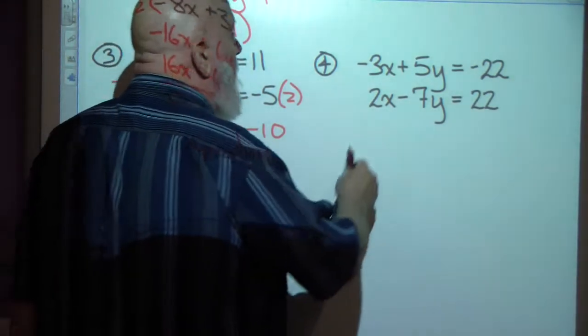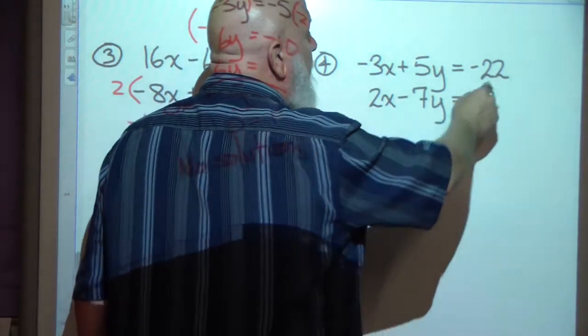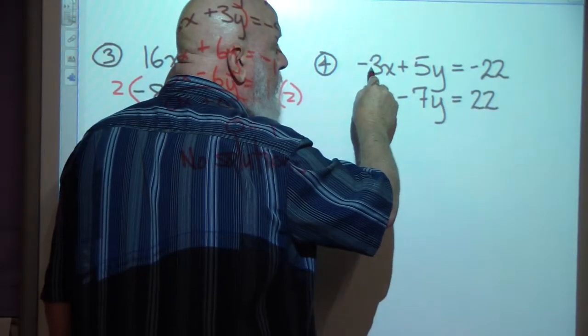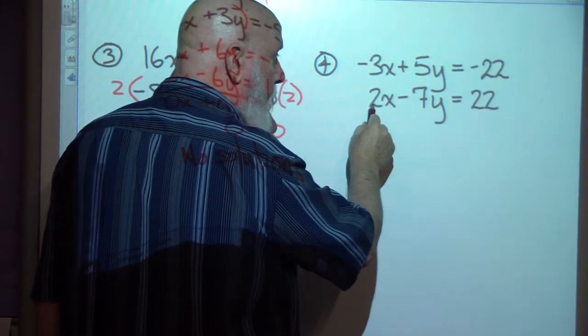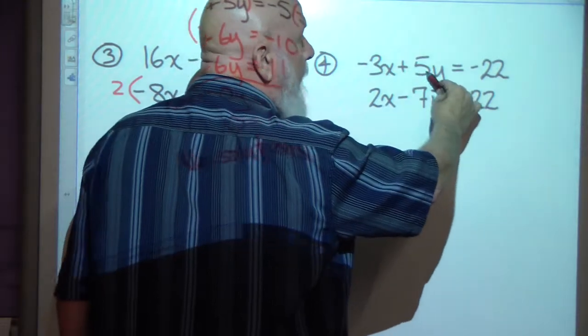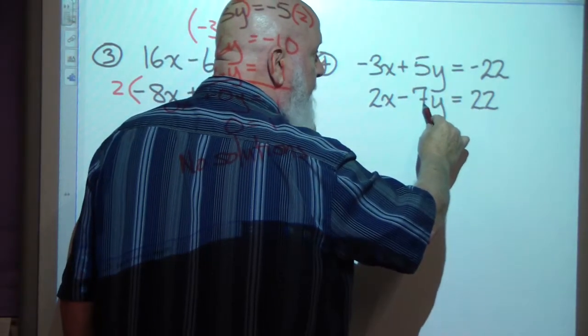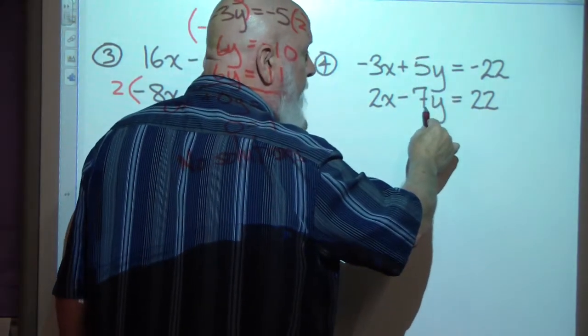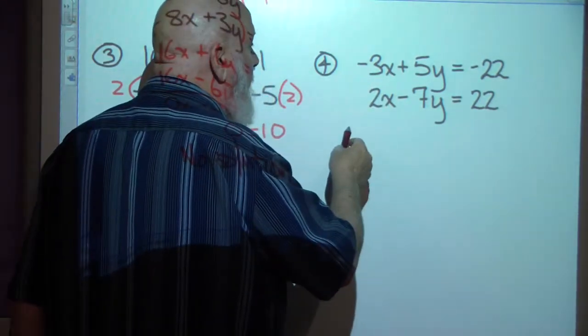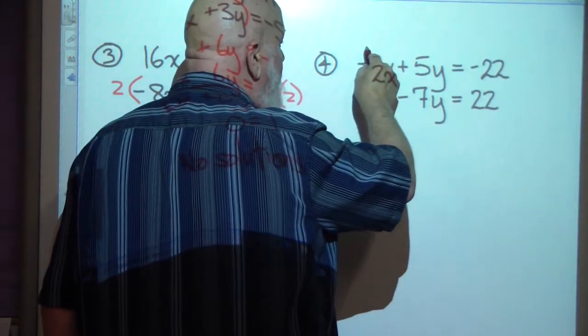Well, let's take a look at this one. I want to make the coefficients of either variable exact opposites. And I see that if I multiply this one by 2 and multiply this one by 3, that'll be negative 6 and that'll be 6. I could multiply that one by 7 and multiply that one by 5. That would be 35 and negative 35. So I can do either one of those. I'm just going to do this one just because. I got to do something, so that's what I'm going to do.